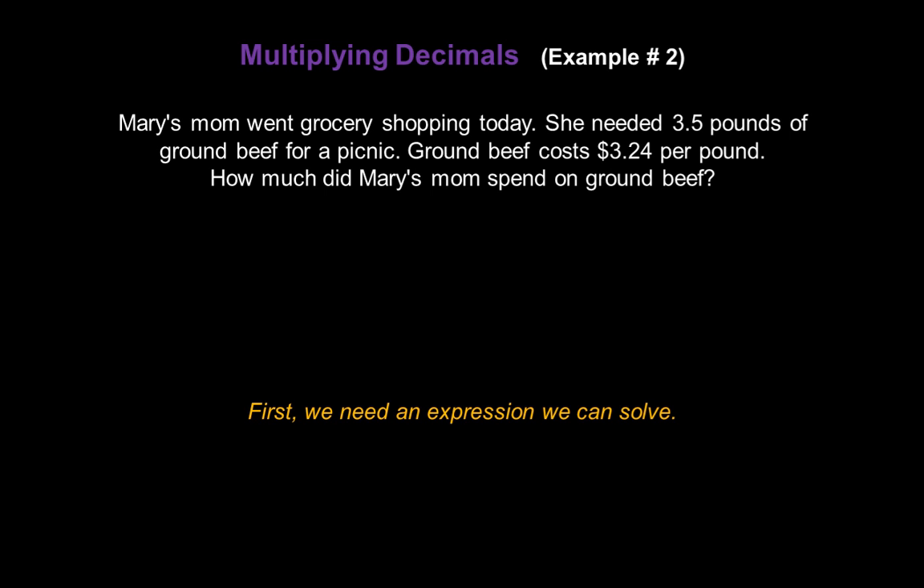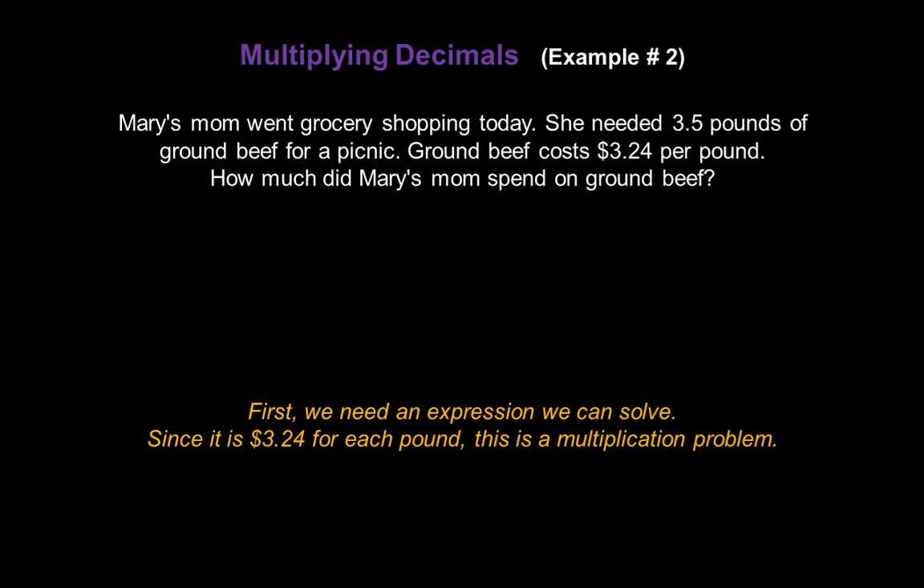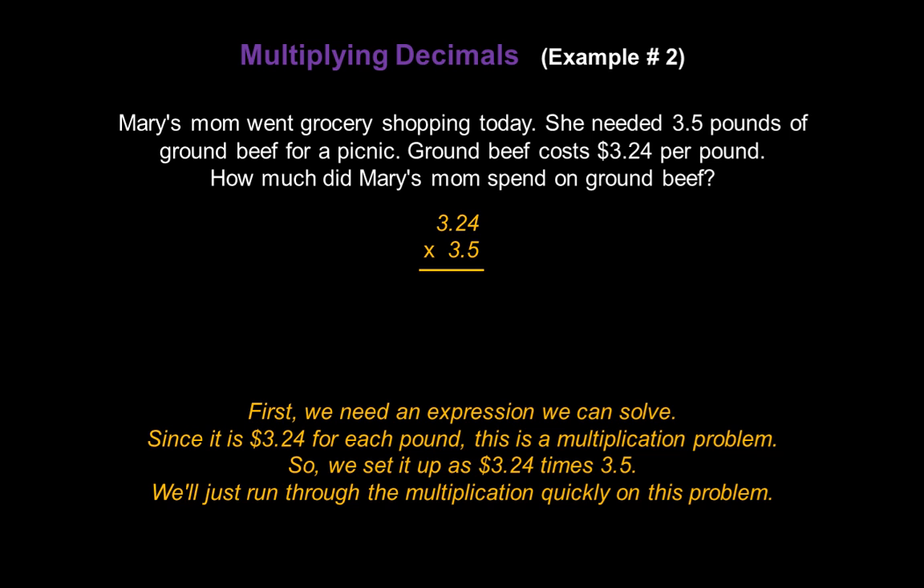Now, first we need an expression that we can solve. Since it's $3.24 for each pound, this is going to be a multiplication problem. So we set it up as $3.24, or 3.24, times 3.5, the 3.5 pounds that Mary's mom needs. We'll just run through the multiplication quickly on this problem. You're probably familiar with how to multiply by now.